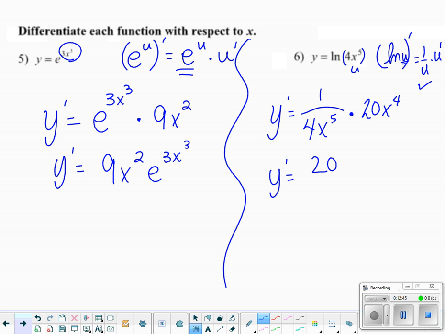Some people will just go ahead and write this right away. They'll think u prime over u, and then this simplifies. 4 divides into 20 5 times, so I get 5. x to the 4th, take off of the 5th, leaves me an x to the 1st. So I get 5 over x.